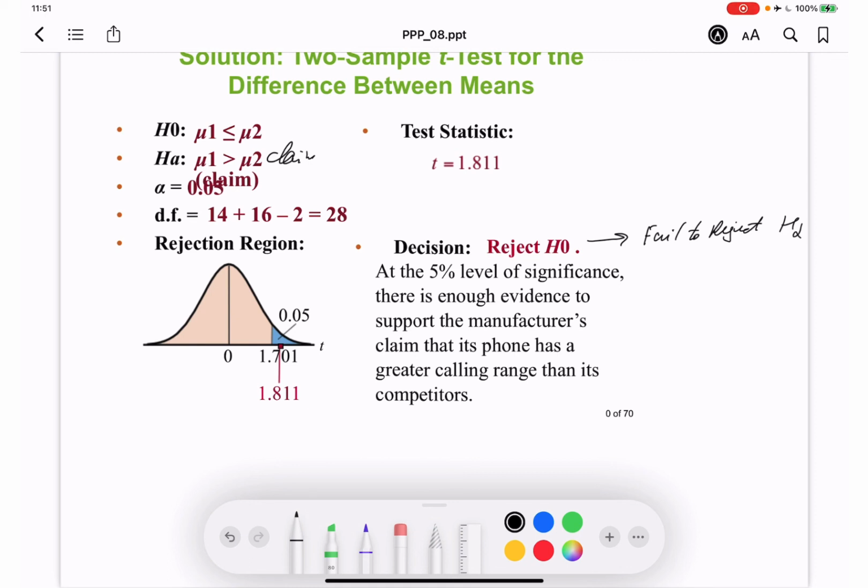So the conclusion we draw: if we reject the null, that means with the verbiage support, we say that there is enough evidence to support the manufacturer's claim, and so on. You already know. You can read it. Okay.